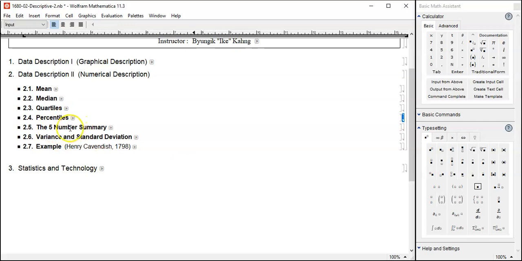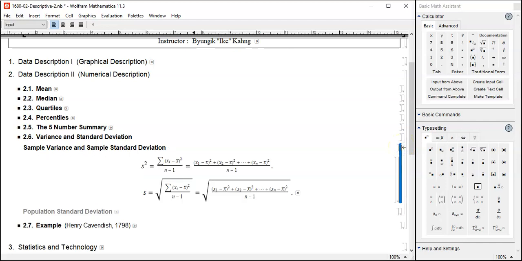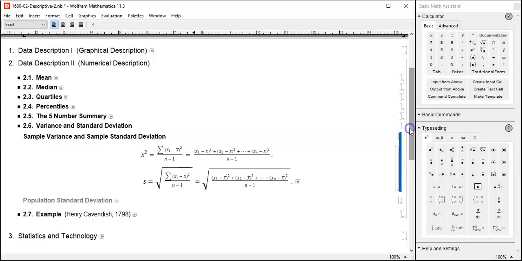The 5-number summary is extremely important: minimum, Q1, median, Q3, maximum. And the mean is, of course, important. Now, one more to go: variance and standard deviation. This too is important, but I don't know if I'll have enough time to complete it in this video. If I don't, I'll just continue in the next segment.